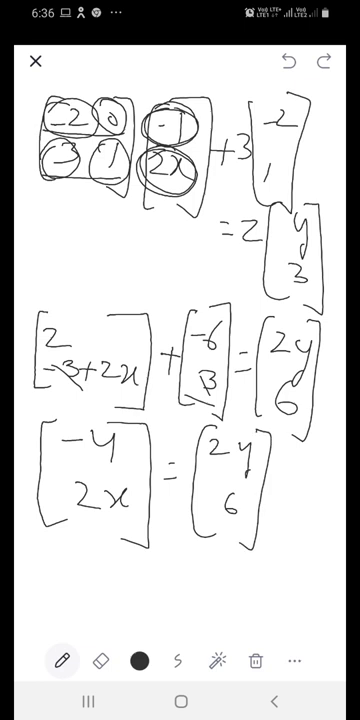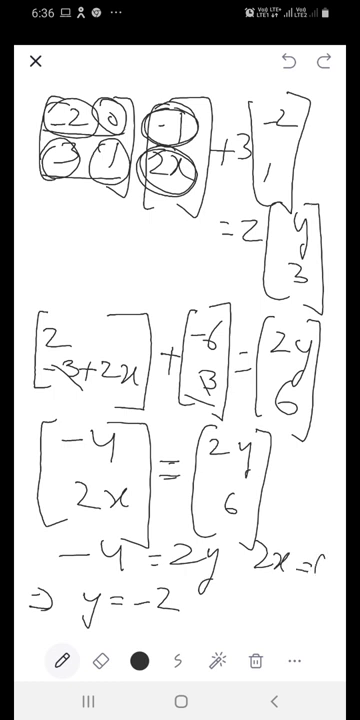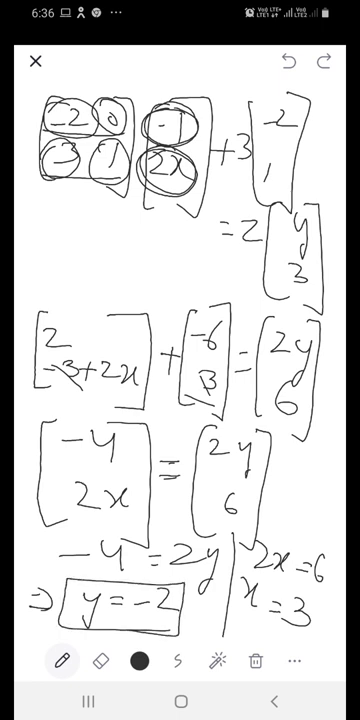Now according to equality, minus 4 will be equal to 2y, which implies 2 will be divided. y is equal to minus 4 upon 2, that is minus 2. And the second equation will be 2x is equal to 6, so x is equal to 6 upon 2, that is 3. So this is how you are going to find the value of x and y. I have taken this question from your exercise, it is question number 26.